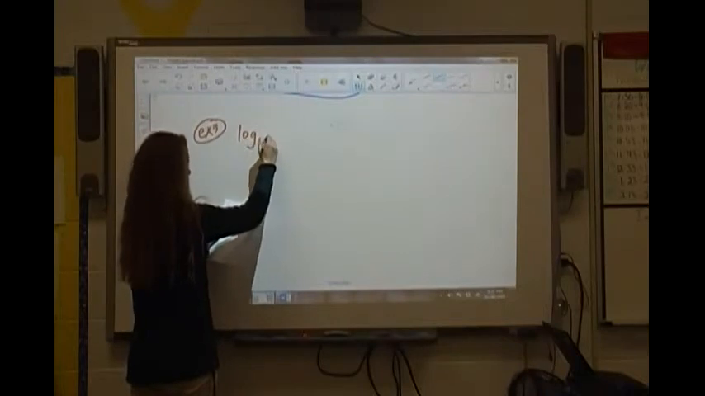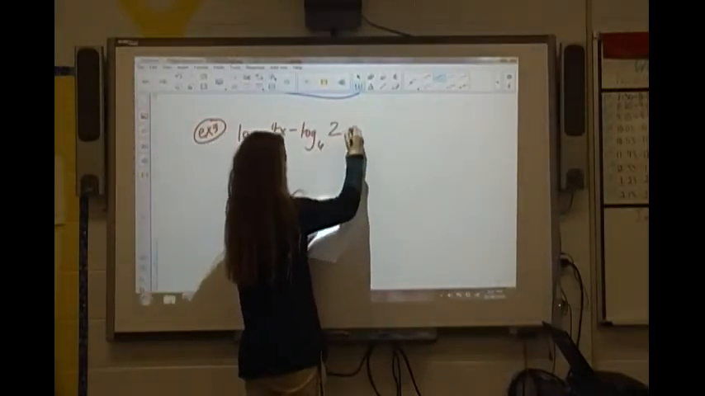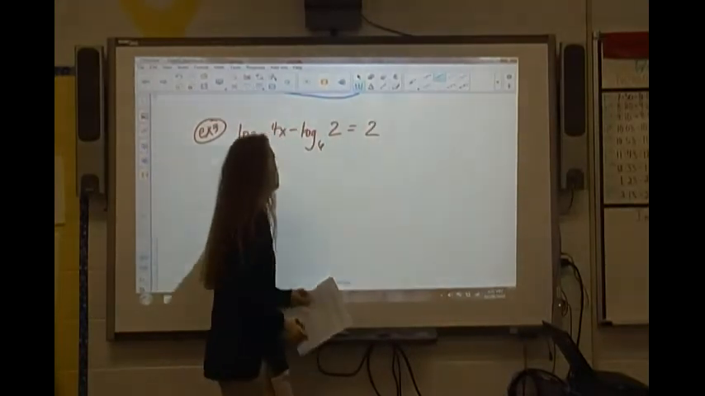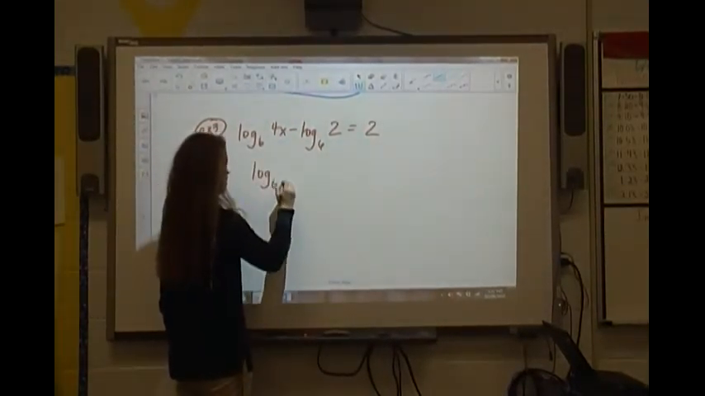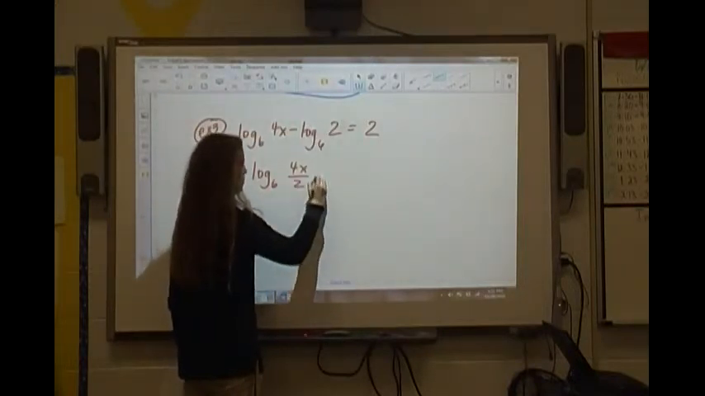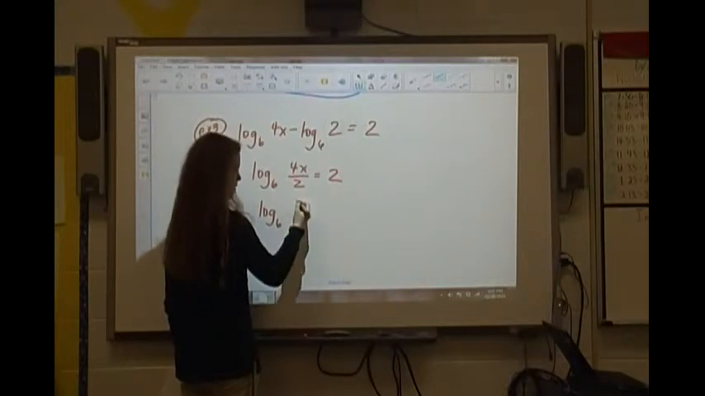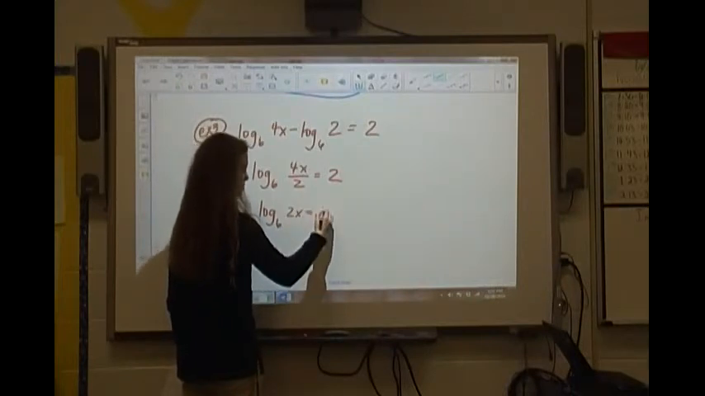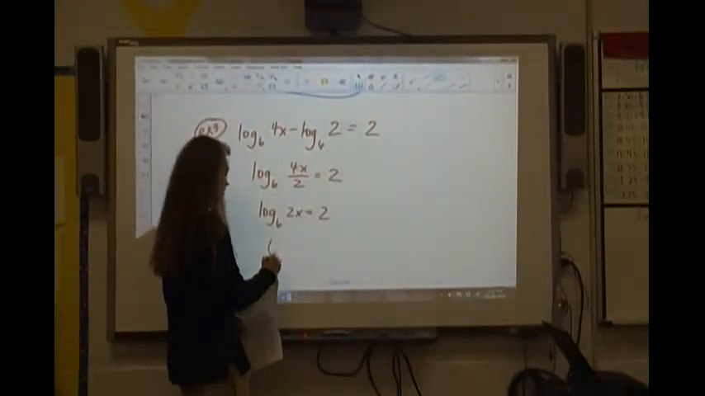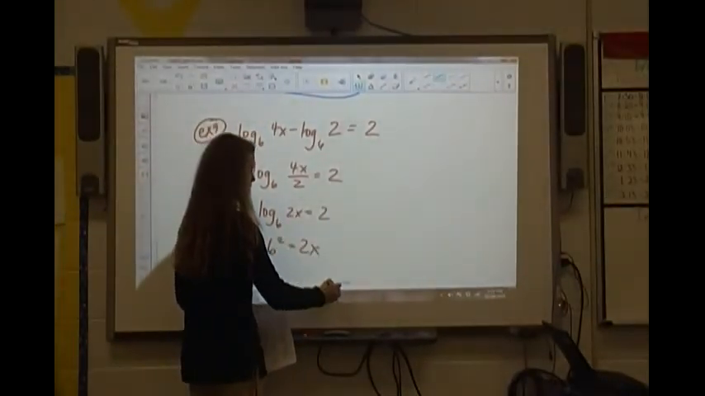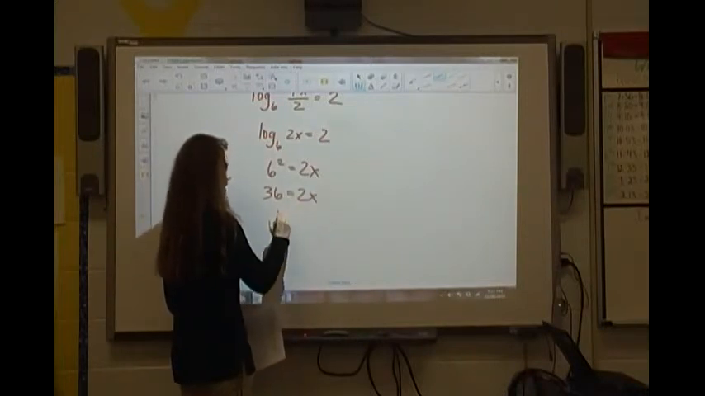Log base 6 of 4x minus log base 6 of 2 is equal to 2. Well, the subtraction means I need to divide, so log base 6 of 4x over 2, and log base 6, 4 divided by 2 is 2x. So you can always simplify that if you can. Now we'll switch forms. 6 squared is equal to 2x. 36 equals 2x. So x is 18.